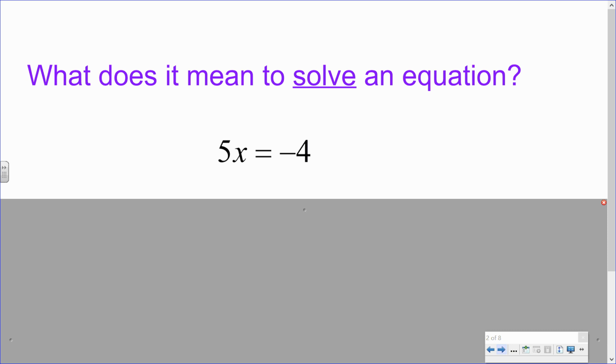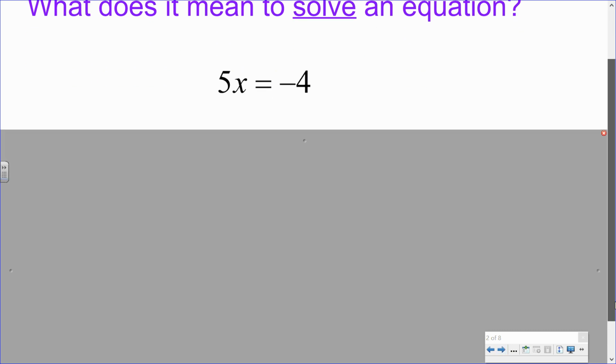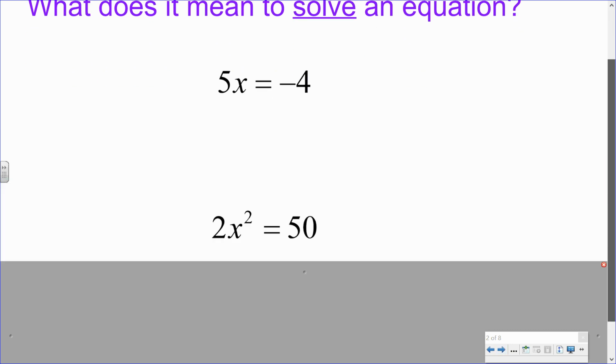Okay, a couple more examples before we jump back to the trig ones. What if I had one barely any harder, but slightly harder? What would it mean to solve this one? What am I talking about now? Billy?